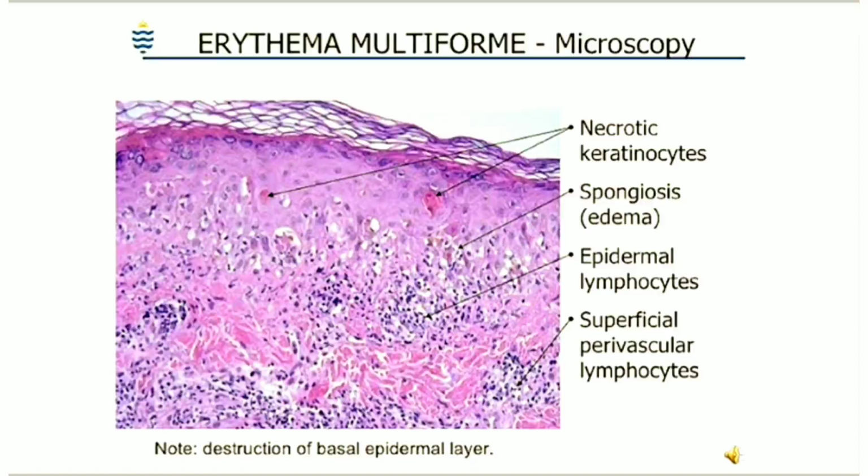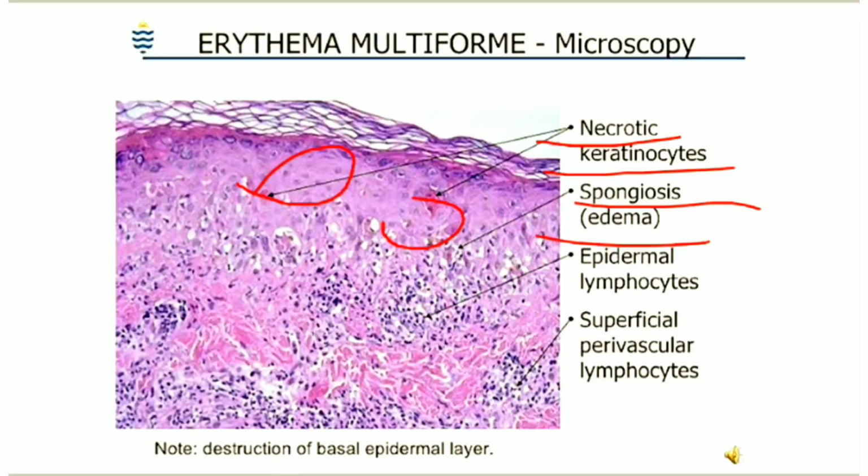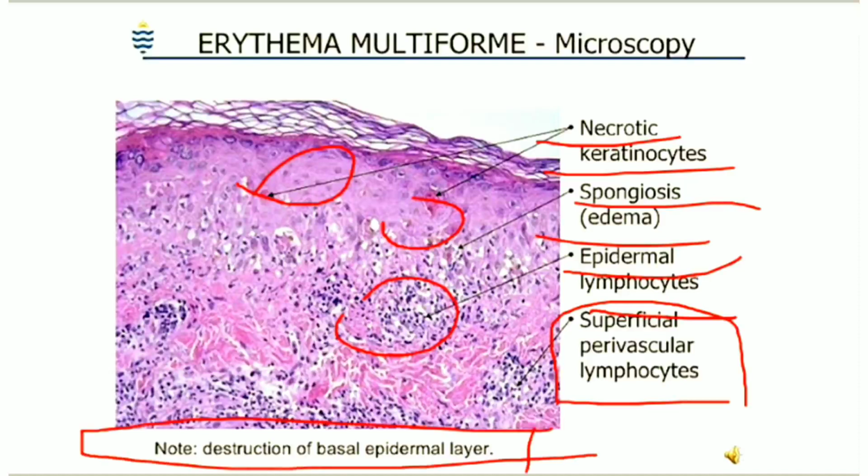You can see here the necrosis of keratinocytes is seen. Here also spongiosis, that is edema, is seen, that is edema fluid is accumulated. Epidermal lymphocytes are seen, that is different types of inflammatory infiltrate can also be seen. Superficial perivascular lymphocytes are also seen. So this is the typical picture, and you have to remember one more thing. You can see here the destruction is occurring in the basal epidermal layer. So you have to remember that.